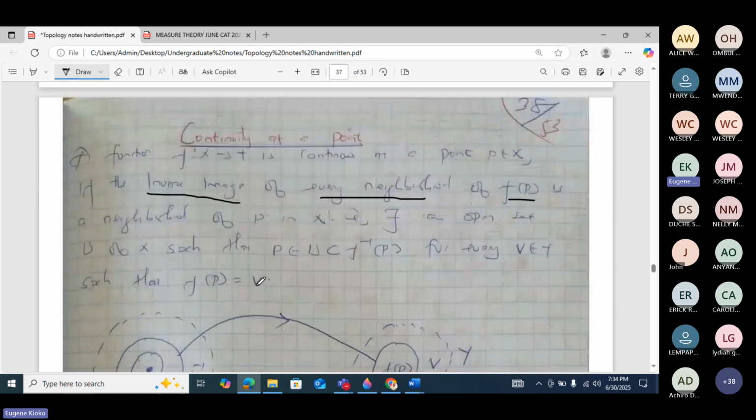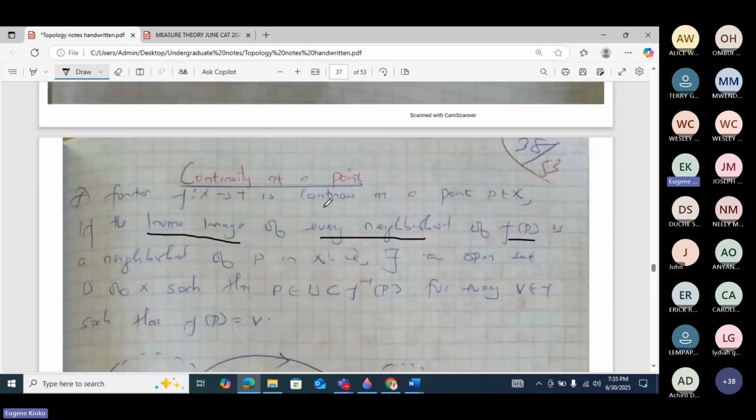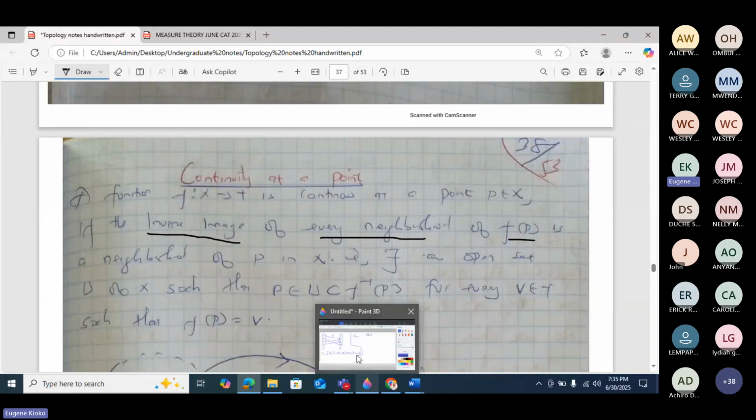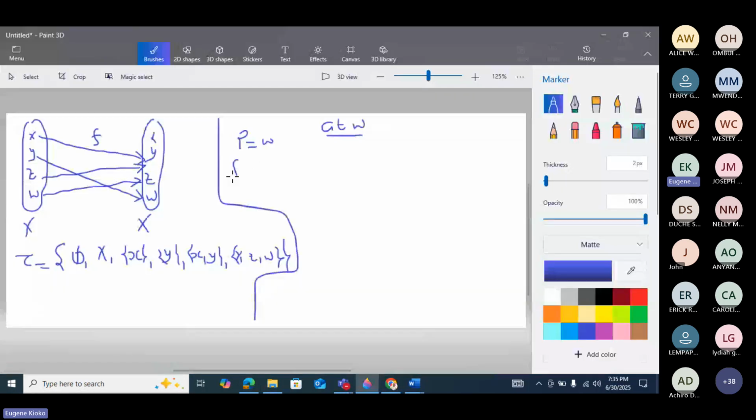And that is what we are using now. A function is said to be continuous at a point P if the inverse image of the neighborhood of f(P)... So the first thing is to get f(P). Our P is W, so you check where W is mapped to. You can see W is mapped to Z. So W is mapped to Z.